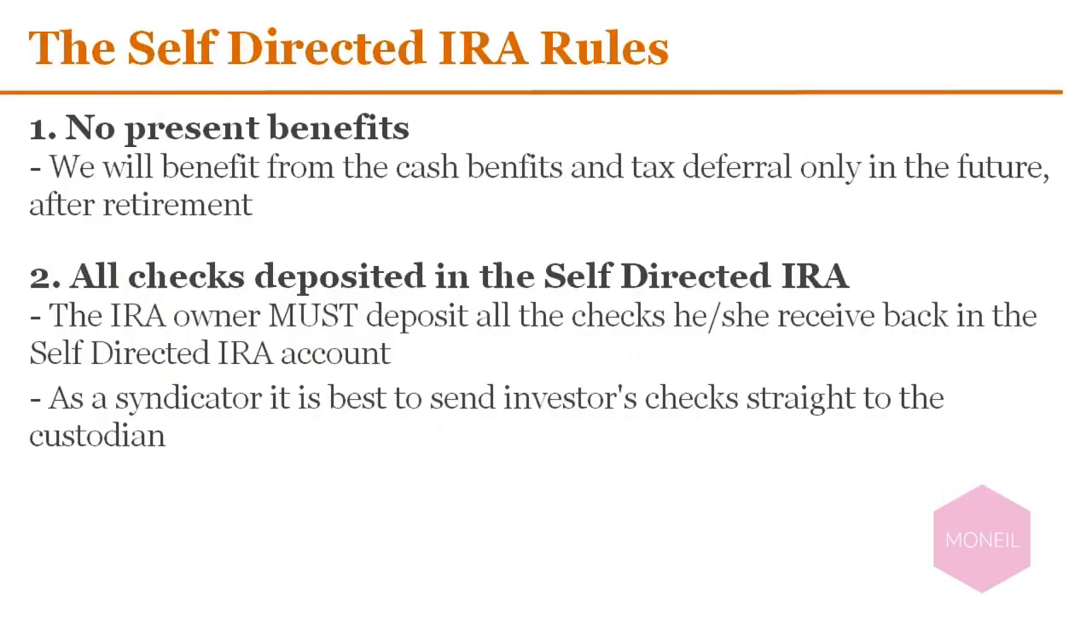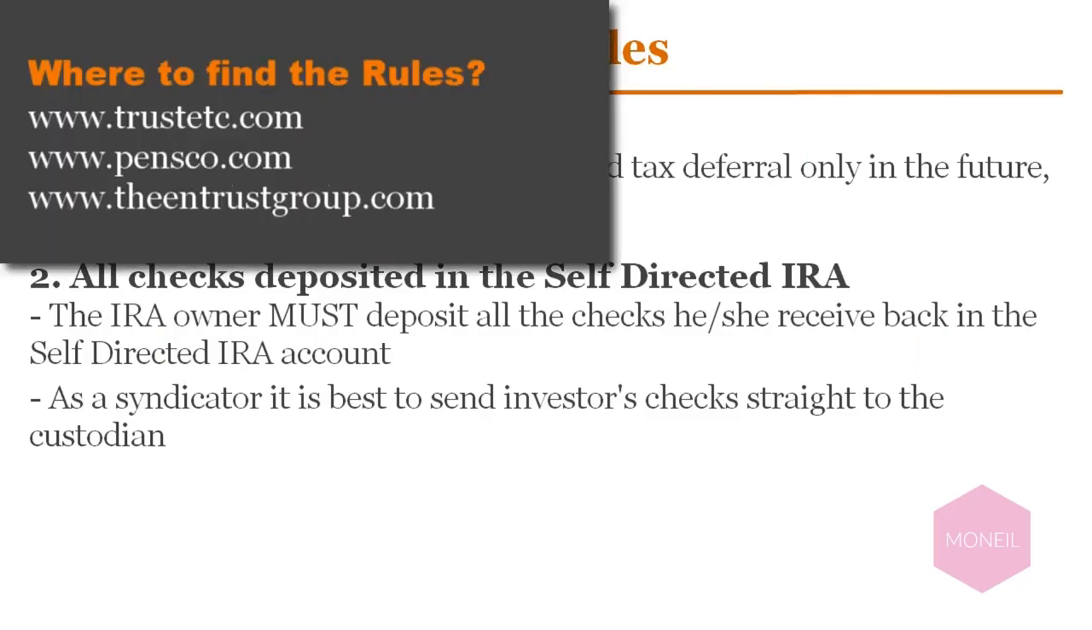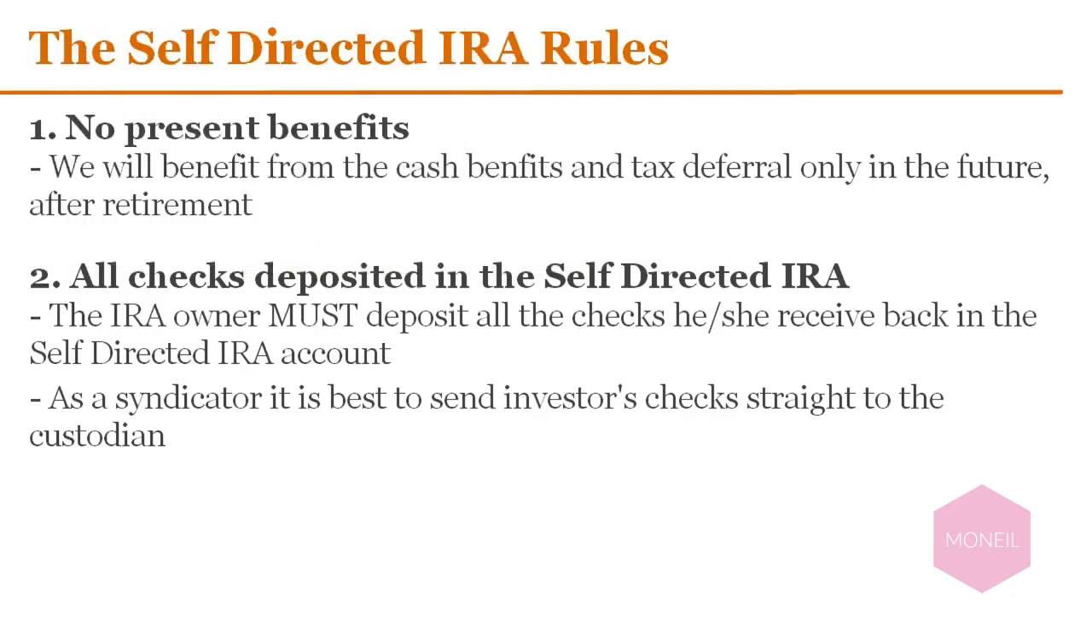Now, a pretty good way to read these rules and other things is to go to www.trustetc.com. That's the Equity Trust Company website, or www.pensco.com. That's for Pensco Trust Company. And then, of course, www.theintrustgroup.com. That's the Entrust Group, the other third largest. I'm sure there are some more. I'm familiar with, I've done three or four other different ones. So the self-directed IRA rules are to adhere to these guidelines for investments.